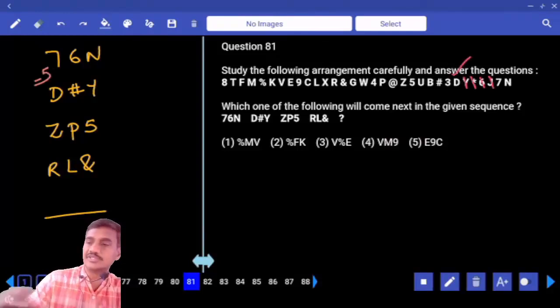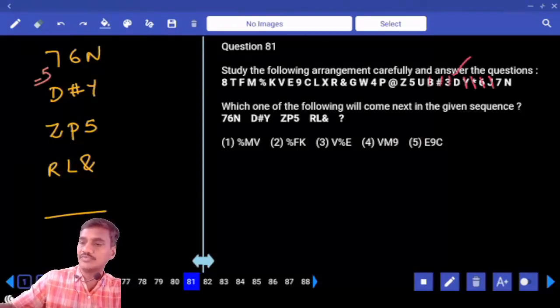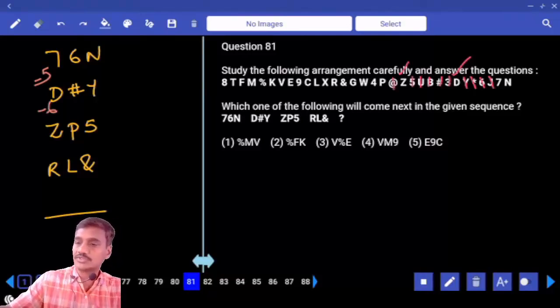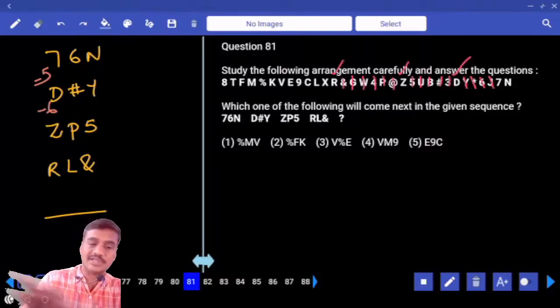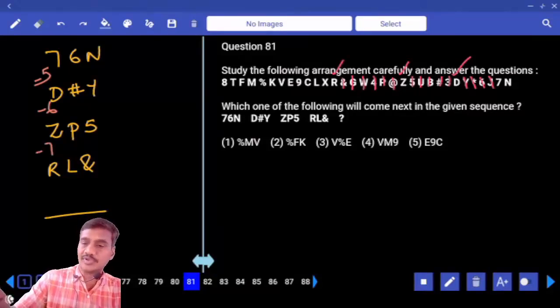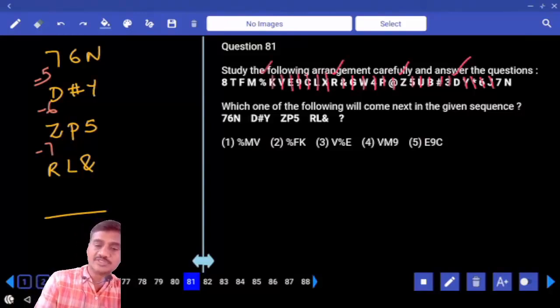And D and Z, what is the difference we have? 1, 2, 3, 4, 5, minus 6. Z and R, 1, 2, 3, 4, 5, 6, 7, minus 7. Next one 5, 6, 7, all up to 8. 8th from the left hand side, 1, 2, 3, 4, 5, 6, 7. The 8th one is a percentage.